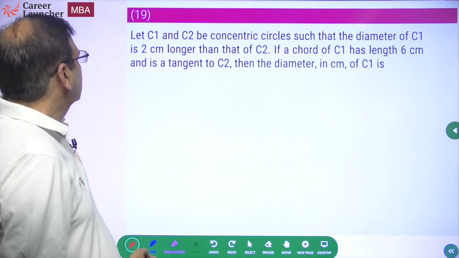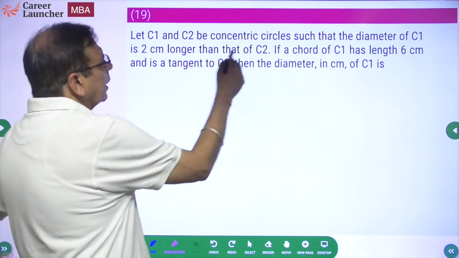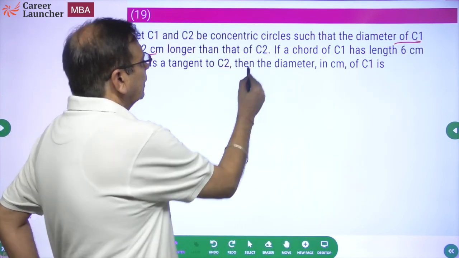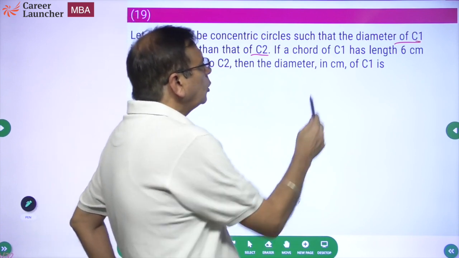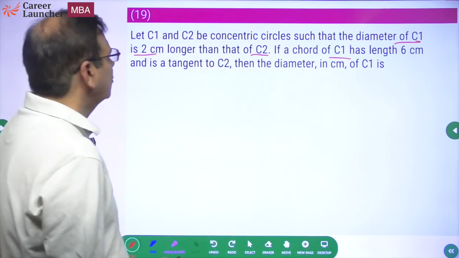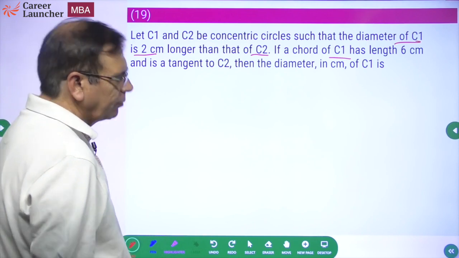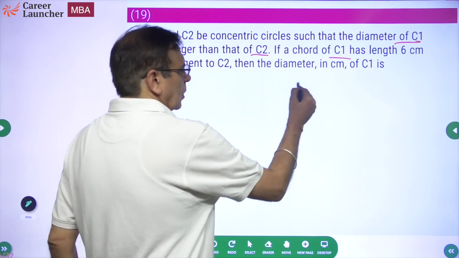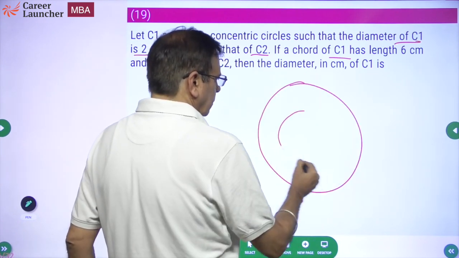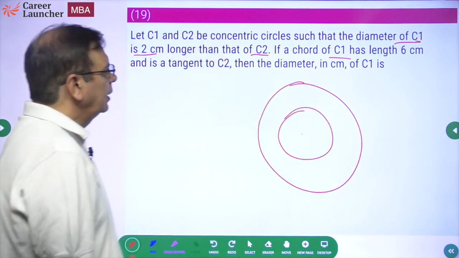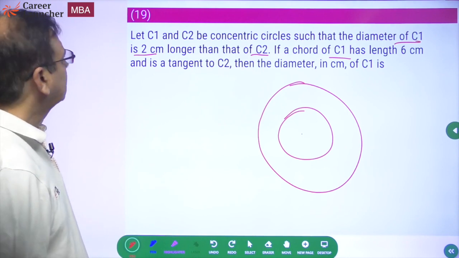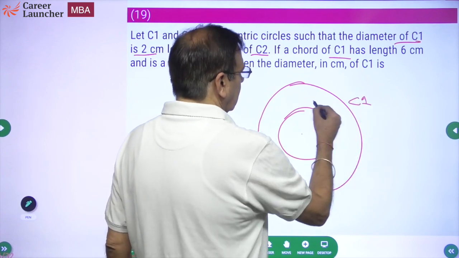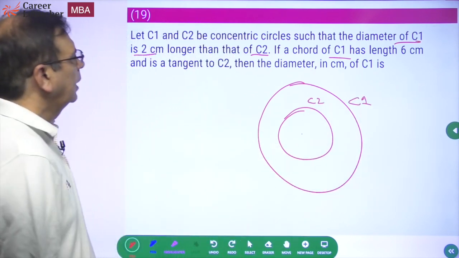Okay. Question 19th. Let C1 and C2 be concentric circles such that diameter of C1 is 2 centimeter longer than that of C2. If a chord of C1 has a length of 6 centimeters and is tangent to C2, what is the diameter of C1? Figure banao. Geometry means draw the figure. We have 2 concentric circles. Assume these are concentric circles. Diameter of C1 is 2 centimeters longer. This is C1, this is C2. Than that of C2.